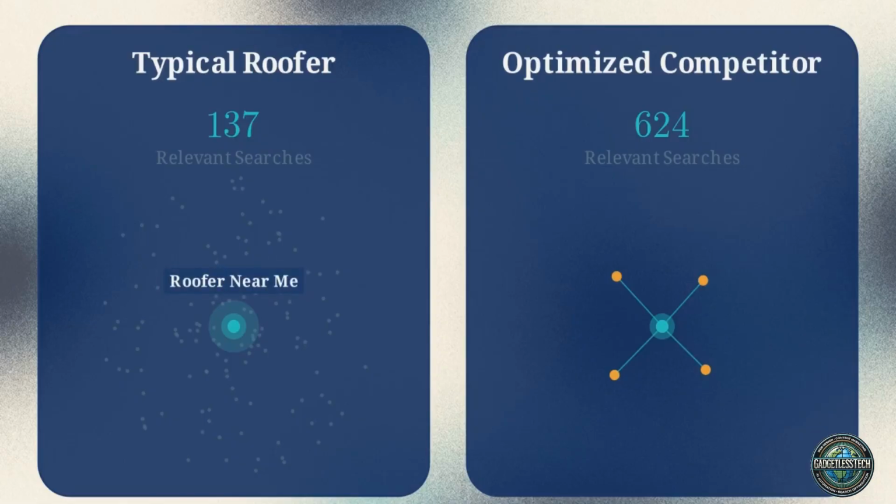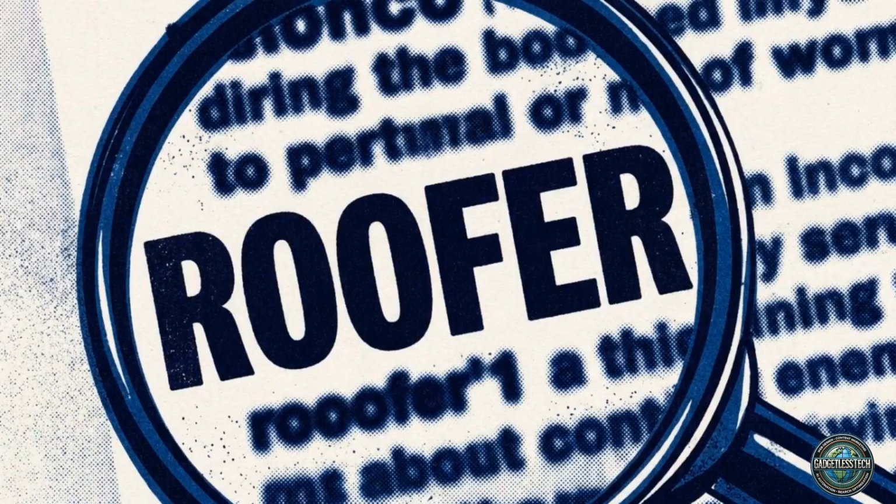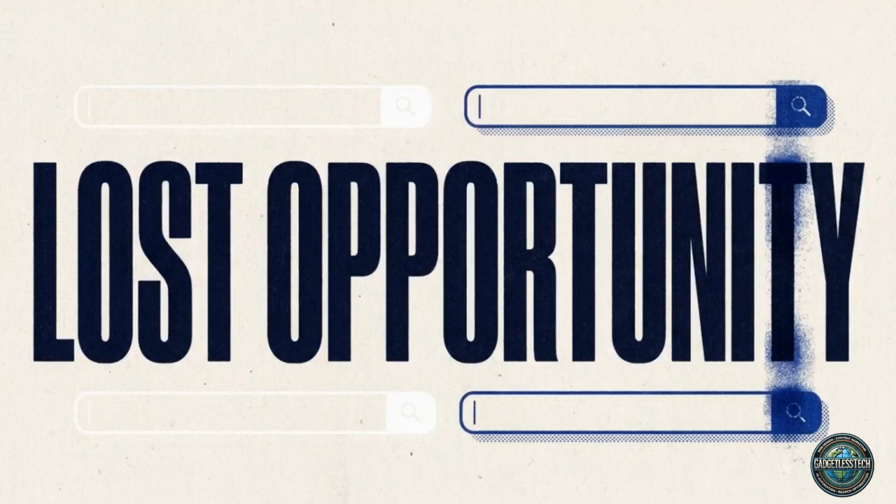Contractors build a page for "roofer near me," ignoring hundreds of other ways homeowners actually search. When you put all your focus on one generic phrase, you remain invisible to homeowners searching with specific language. We call this empty space the ranking gap. It's the stretch of high-intent search queries where your website never appears.